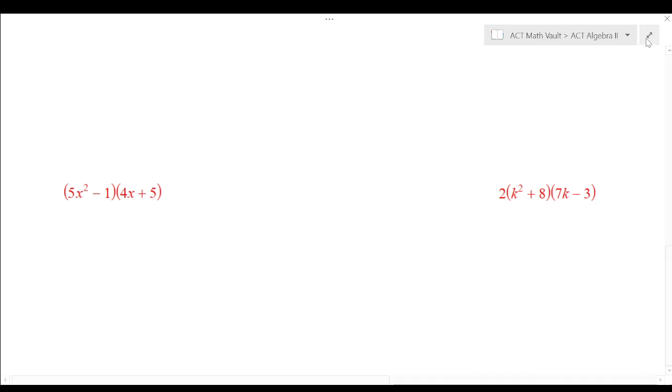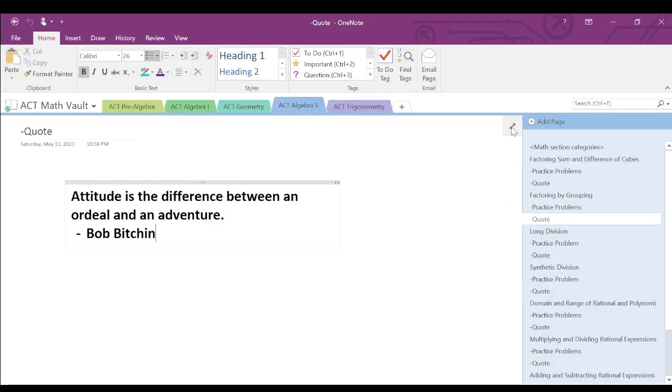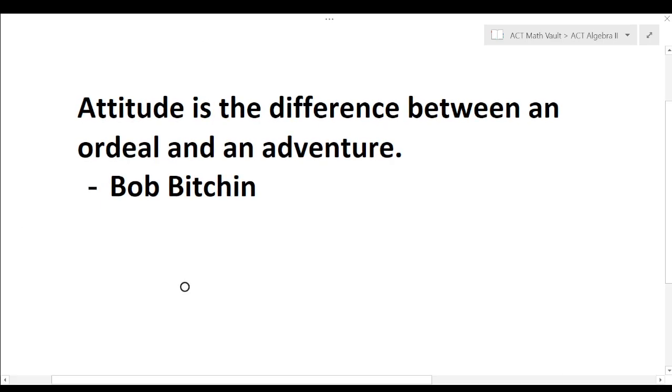Before we part, I always want to finish off with something that's going to give you a little motivation. It's one of my favorite quotes. Attitude is the difference between an ordeal and an adventure.